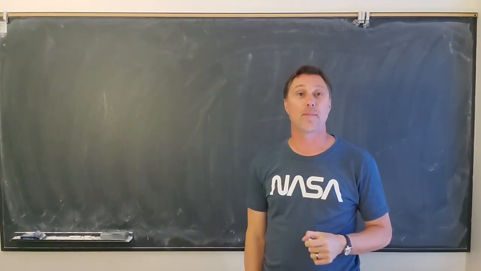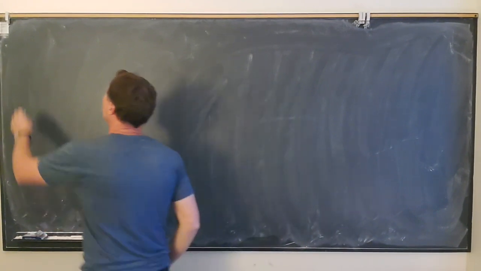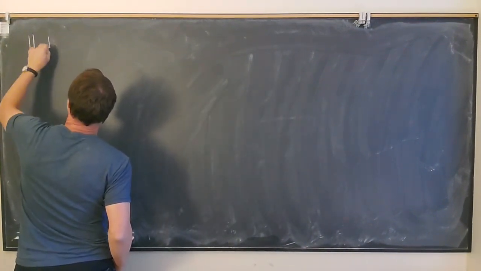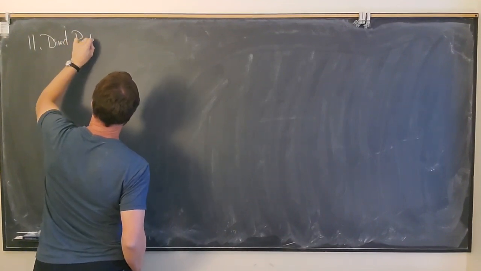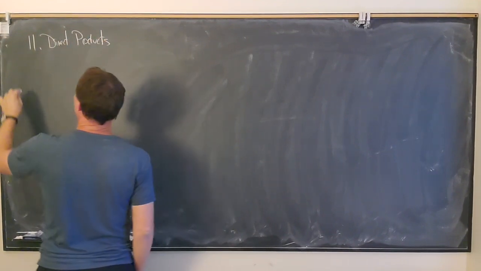Hey everyone, we're going to start a new chapter today. This is chapter 11, and it's called Direct Products. And we'll start off with a definition.